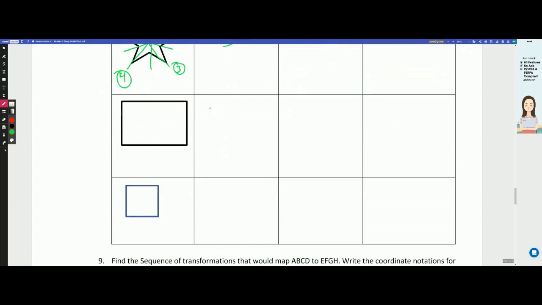All right, next problem. We got a rectangle. So I want you guys to do that for yourselves. All right, same thing with this square. Try that out. All right, get your practice.